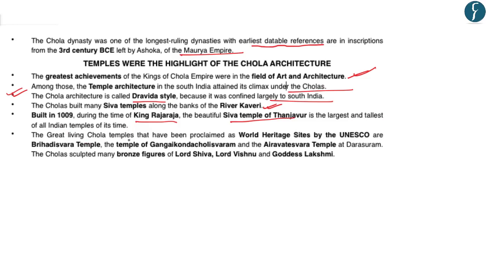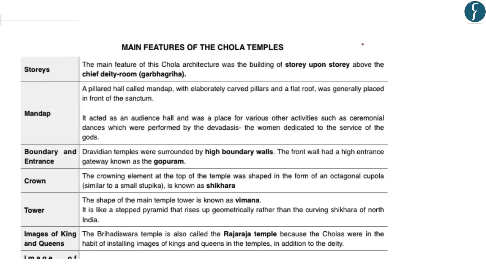The great living Chola temples that have been proclaimed as World Heritage Sites by the UNESCO are Brihadeshwara Temple, the temple of Gangai Konda Choliswaram and Eraveteswara Temple at Darasuram. The Cholas sculpted many bronze figures of Lord Shiva, Lord Vishnu and Goddess Lakshmi. And you could see in the newspaper picture as well, the bronze idol is that of Rajaraja Chola I. Now this article on Chola architecture appeared in the Focus magazine of the July edition of 2017. So let us go through some of the provisions from this magazine itself.